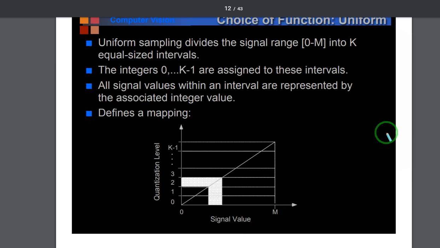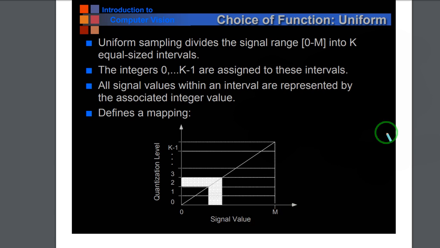Now coming to the choice of function, which is uniform and logarithmic. First we are studying uniform. What is uniform? Uniform sampling divides the signal range from 0 into K equal-size intervals. Each and every level will have the same distance, the same number of bits, and so on. That's why it is called uniform. Integers from 0 to K minus 1 are assigned to these intervals, just mathematically, as a method of digitization.